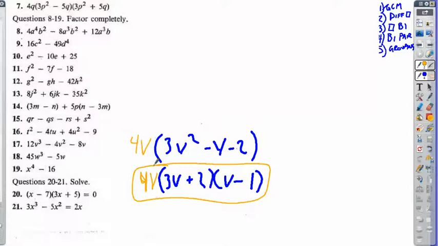It does seem like magic, I know, but I know that something times something is 3v squared. 3v times v is 3v squared. 2 times negative 1 is negative 2. And then to multiply it out, 3v times negative 1 is negative 3v. Multiply these together, I get positive 2v. Add them together, and I get negative v. So it works out. There's my answer.